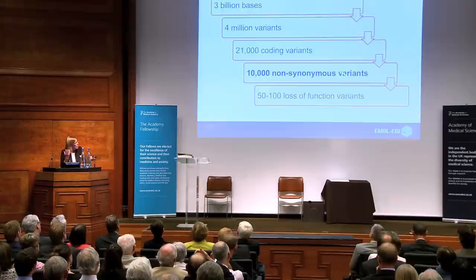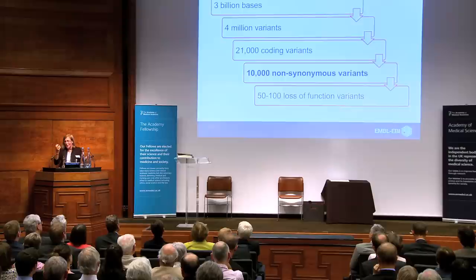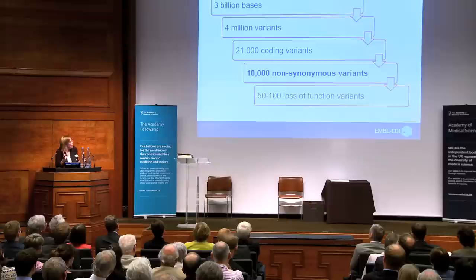That means that it changes the amino acid in the protein. So each of us has about 10,000 changes to our DNA, and that leads to 10,000 changes to our proteins. And of those, most of them, frankly, don't make any difference. That's why we're all relatively normal. But there are just a few variants that really cause changes in protein functions. And those 50 to 100 cause some change, not necessarily loss, sometimes it's gain of function.